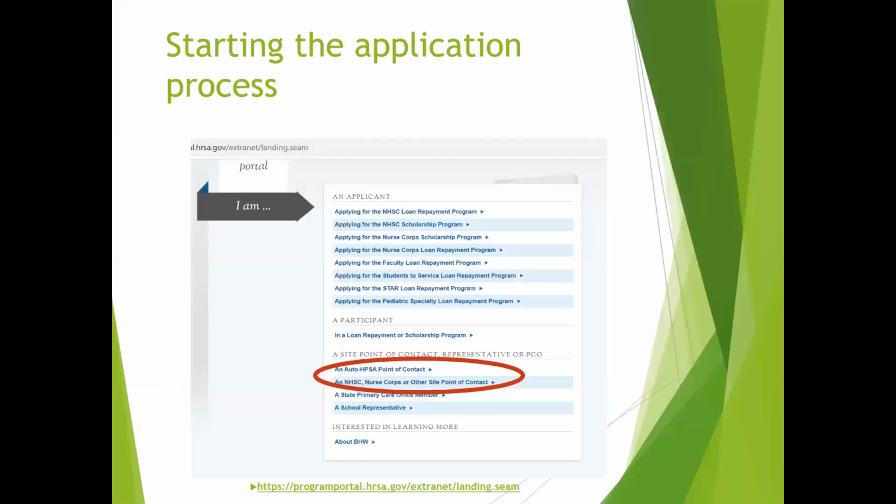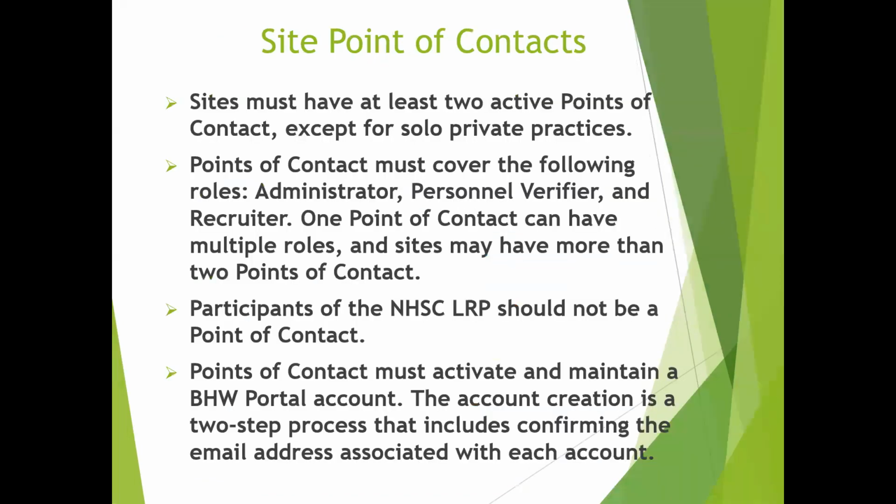So starting the application process, you are going to go down to that link below. This is the BHW portal and website, and you are going to either click the auto HPSA point of contact, if your site is an auto HPSA, or if it's not one of those auto HPSA site types, then you would click an NHSC or other site point of contact.